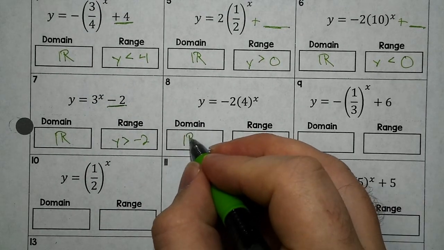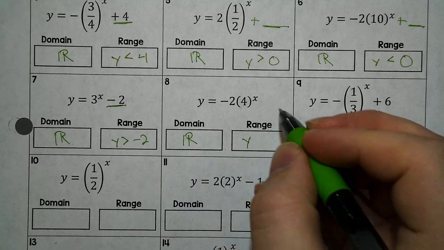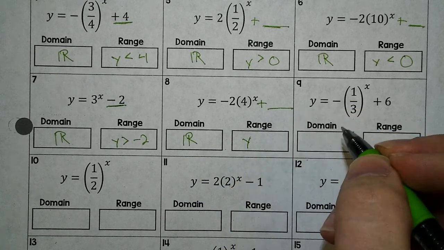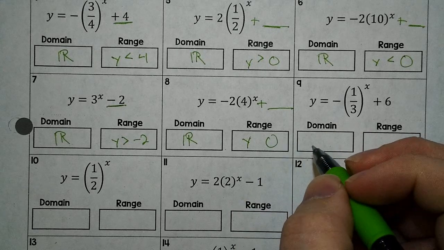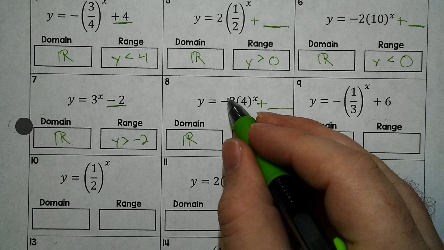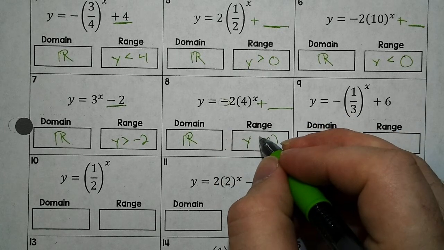Domain, all real numbers. Range, comparing your y values to your asymptote, which is at plus, doesn't list it, so it's at 0. Now, this time our a is negative, so it's going to be less than 0.